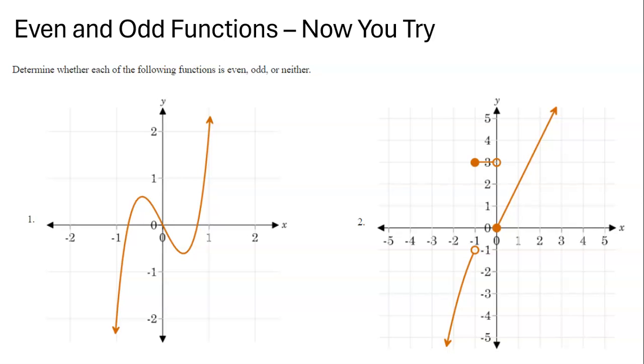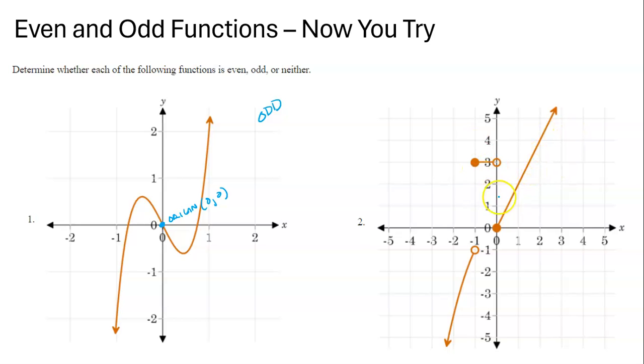All right. Now we try. If I take a look at this one right here, this is not symmetric about the y, but it's got beautiful symmetry about the, I'm sorry, not the x, the origin, which is (0, 0). So this is going to be an odd function.